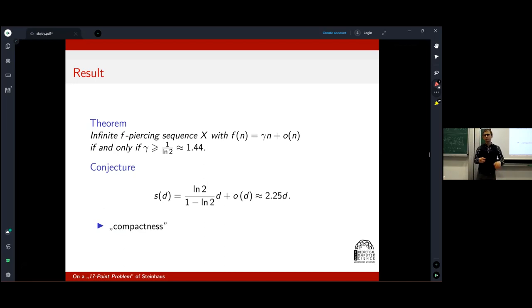So if you translate this multiplicative thing to an additive thing, then this 1 over ln 2 translates to an additive factor that is something like that. And if you have compactness, right? Because for each d, you get a finite sequence of some length. But there is no compactness. You can't use them to construct an infinite sequence that would be gamma n good in our setting. But if we use compactness, we would get the same constant. But as I said, there is no compactness in this problem, but there should be.